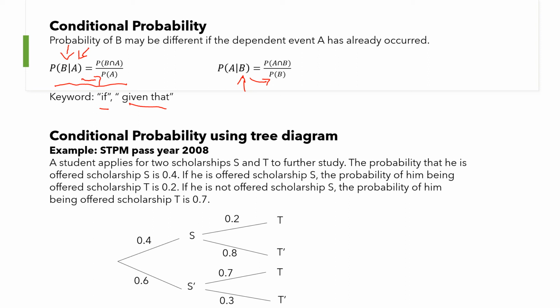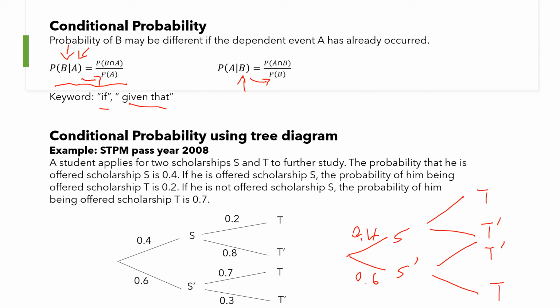Okay, now we have to draw a tree diagram. First we draw 2 branches, because we draw S, which means he gets a scholarship, and he did not get a scholarship. If he gets a scholarship, the probability is 0.4. We know that the total probability is equal to 1, so 1 minus 0.4 gives the probability of his not getting scholarship S, which is 0.6. So we draw 2 lines, okay? He gets T, he didn't get T. You can draw this like this.